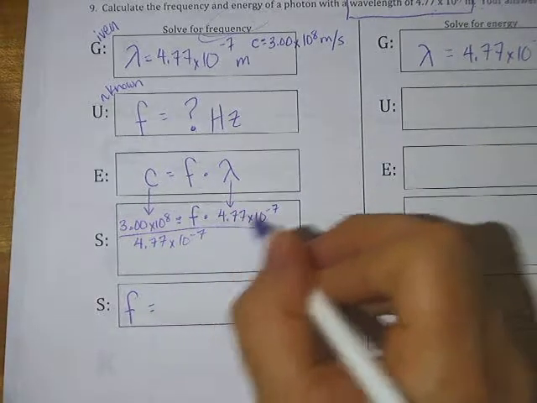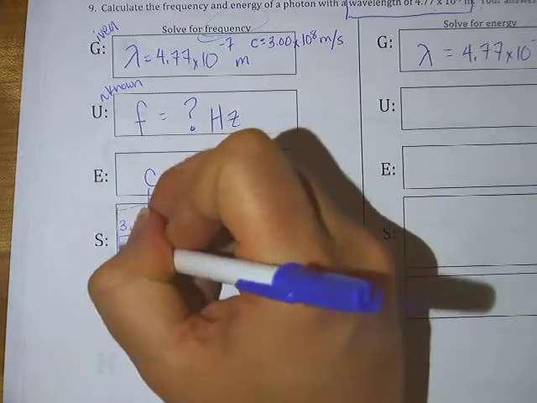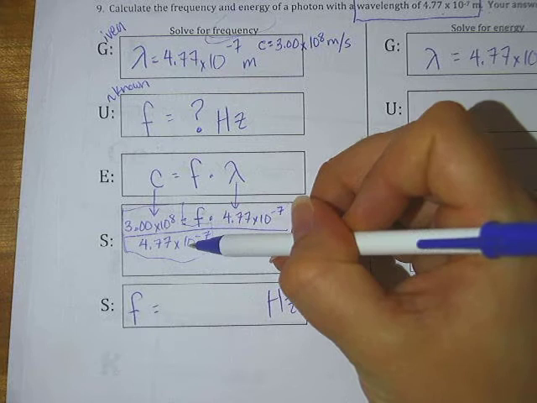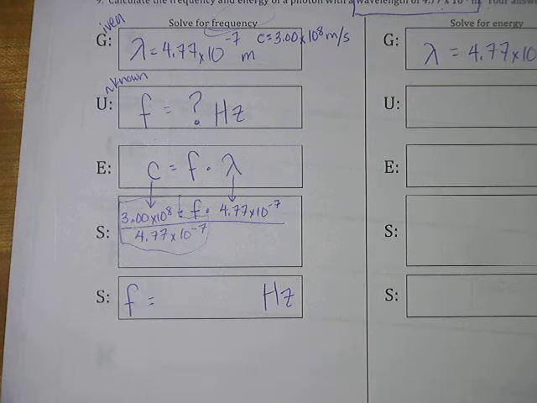So on one side, it'll sort of cancel it out. On this side, what we're really doing in our calculator is doing this divided by that. So type it in your calculator. 3.00 E8, don't forget the E button for your scientific notation, divided by 4.77 E negative 7.